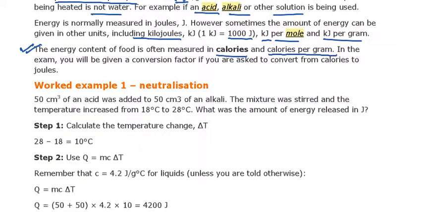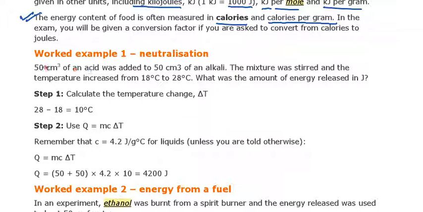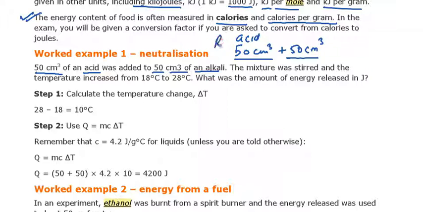Now, for example, one reaction will occur. You have 50 cm cubed volume of acid, and you are adding the same amount of alkaline solution. So the total volume is 50 of acid and 50 of alkaline. You are doing this reaction between acid and alkali. This is reactant 1 and this one is reactant 2.